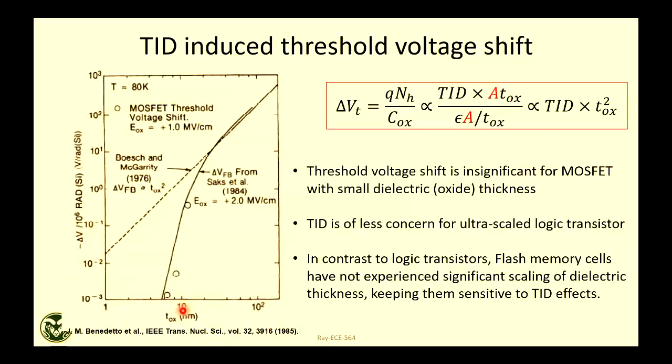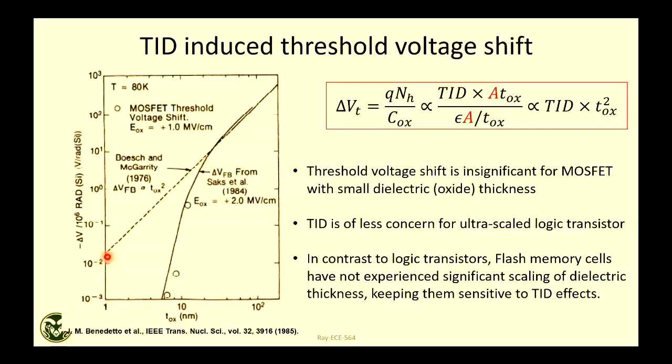As you can see, this is a log scale, right? So with oxide thickness, your threshold voltage shift increases significantly. For example, if oxide thickness is 100 nanometer, here you get almost 100 volt shift because of 1 megarad radiation, right? Whereas these days we are not at 100 nanometer oxide thickness. We are close to, for flash, for example, 20 nanometer in that range. Whereas for logic transistor like SRAM, DRAM, these access transistors are around 1 nanometer.